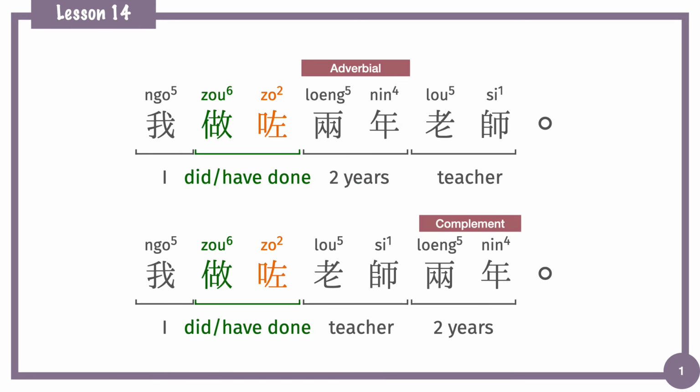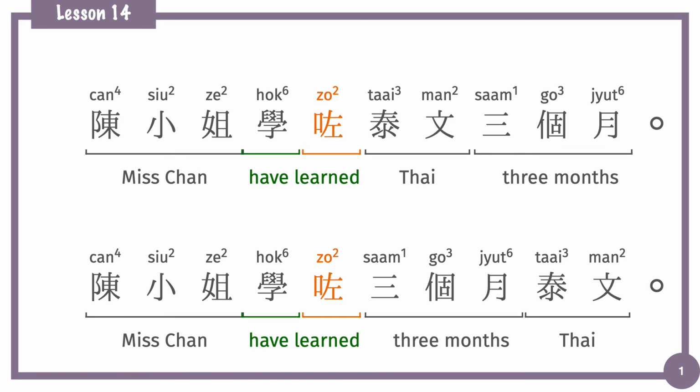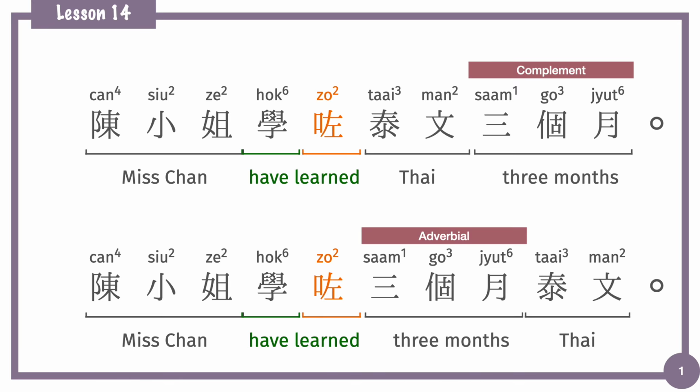Just like, for example, the first sentence, 陳小姐學咗泰文3個月 and 陳小姐學咗3個月泰文. The meaning is the same. Okay, just for the first sentence, 3個月 is a complement. And for the second sentence, 3個月 is a verb.